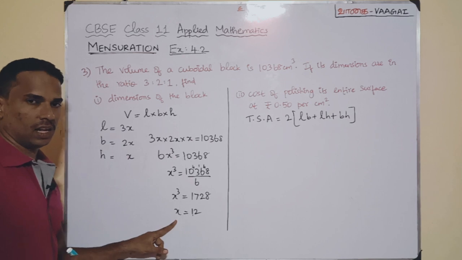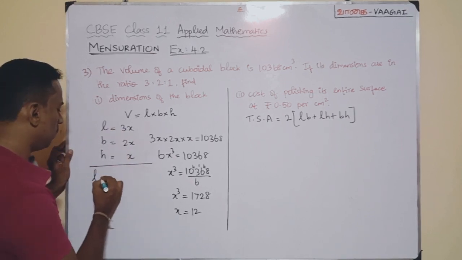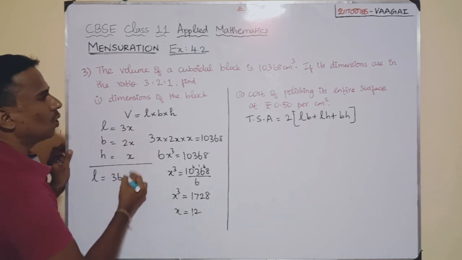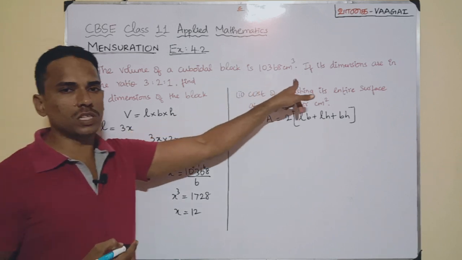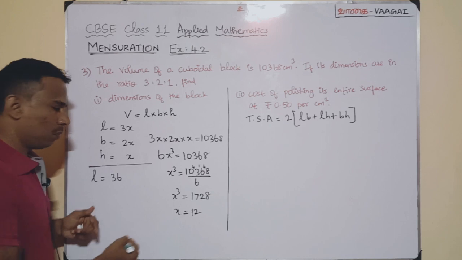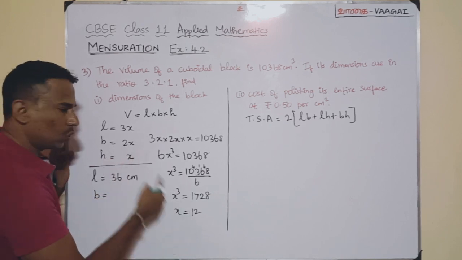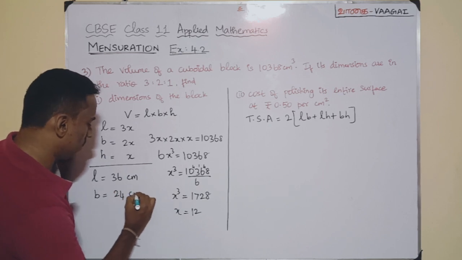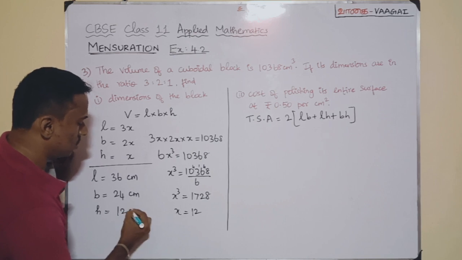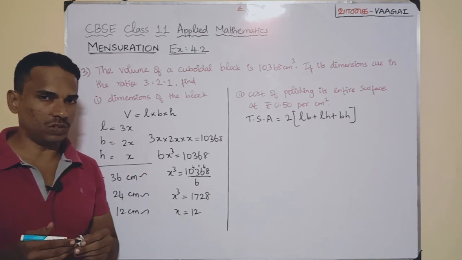Now once I get the value of x, I can easily find the length, breadth and height. Length will be 3x, so 3 into 12, which will be 36. What about the units here? Our volume is given in centimeter cube, so length, breadth, height will be in centimeters only. So 36 centimeter, breadth will be 2x, so 2 12s are 24 centimeter, and height will be simply x, which is 12 centimeter. These are the answers for the first subdivision of this question.